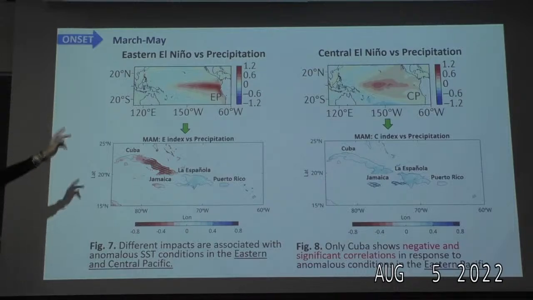And on the other hand, when we have the beginning of a Central El Nino, we are going to have a positive correlation between the sea surface temperatures in the central Pacific and the precipitation, but it's not really significant. The only significant place is Jamaica.